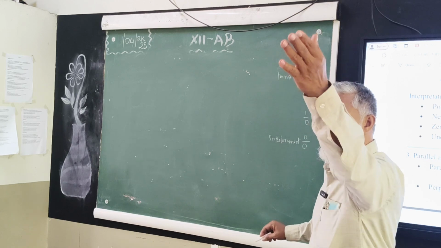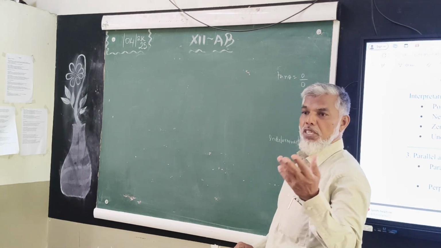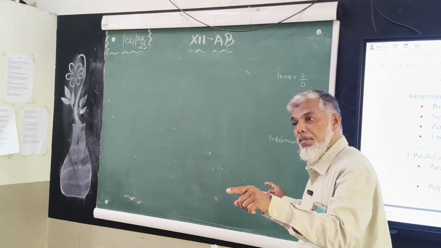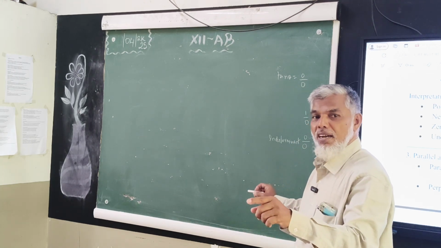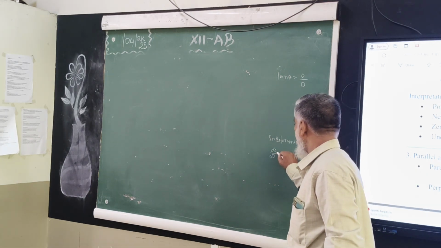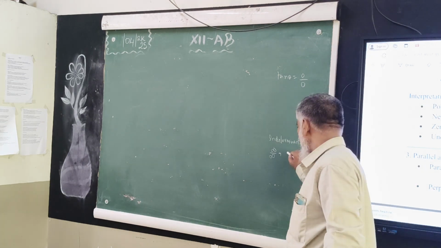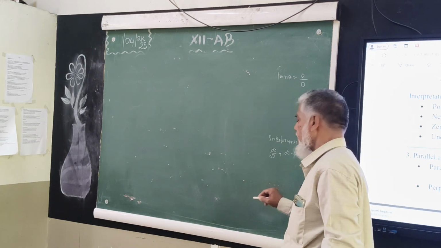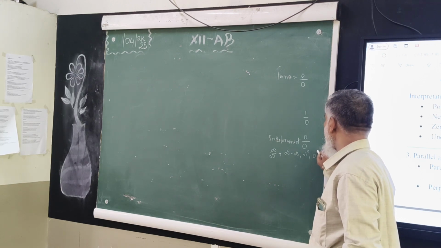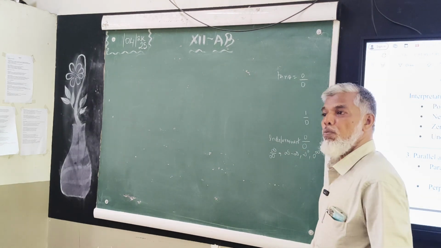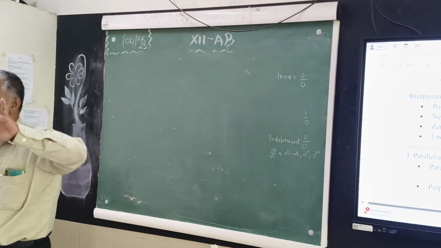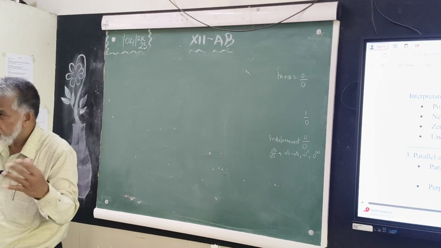Tell me some more, because you already studied limits in calculus in plus 1 or plus 2. What are the other forms of indeterminate? Infinity by infinity. Infinity minus infinity. Infinity power 0, 0 power infinity, 0 power 0 are indeterminate forms. Indeterminate means we cannot find the value.